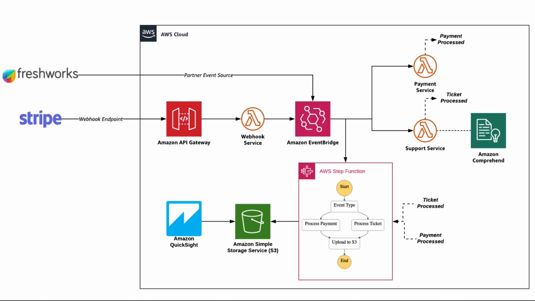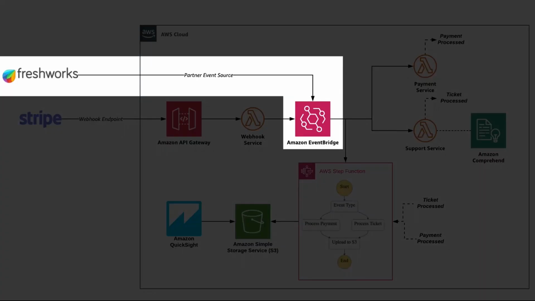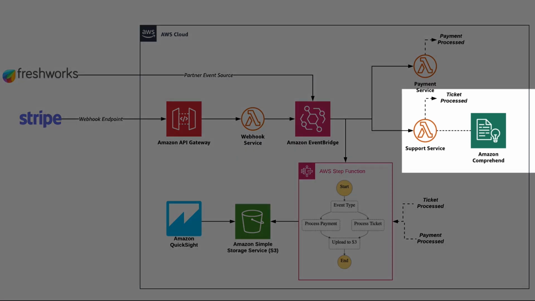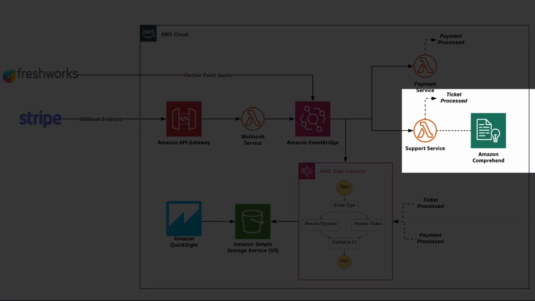On the other hand, if there's a new ticket created in Freshworks, it will automatically trigger Amazon EventBridge because it has partner integration. EventBridge will then route the event to the support service, as it needs to do a sentiment analysis on the ticket. The support service uses Amazon Comprehend to get the sentiment, whether the ticket is positive or negative. It's super useful to get feedback from our customers so we can react quickly.